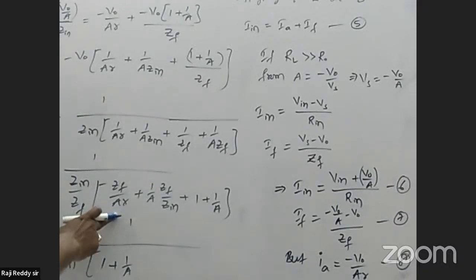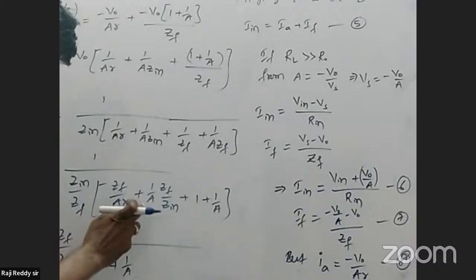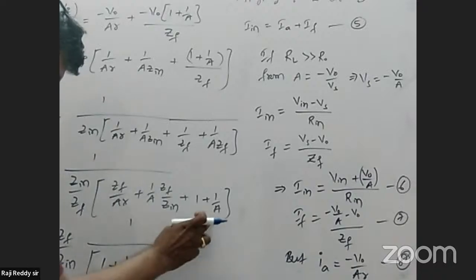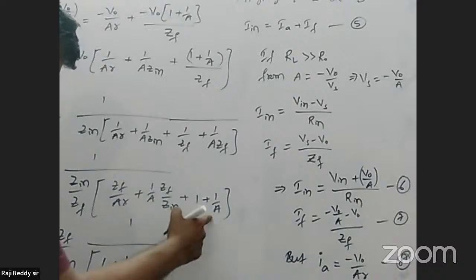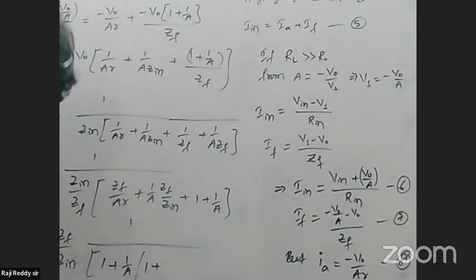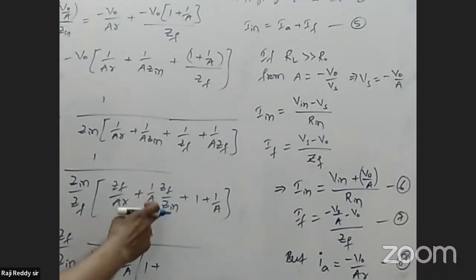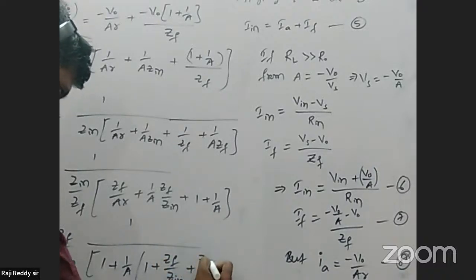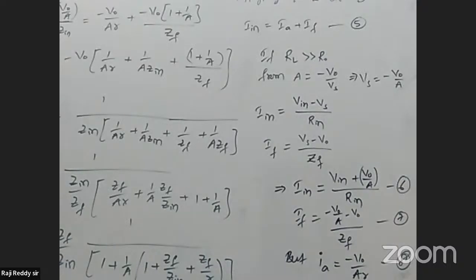Here also there is 1 by A. So in all 3 terms, taking 1 by A common, what remains is 1 plus ZF by Z in plus ZF by R. Check it properly, ZF by R.